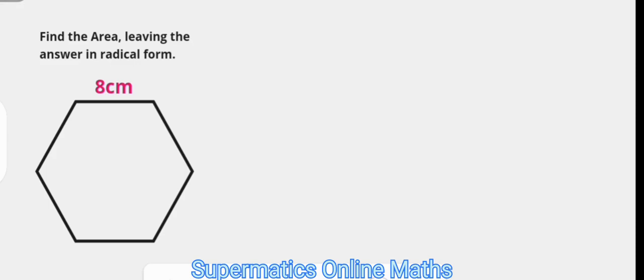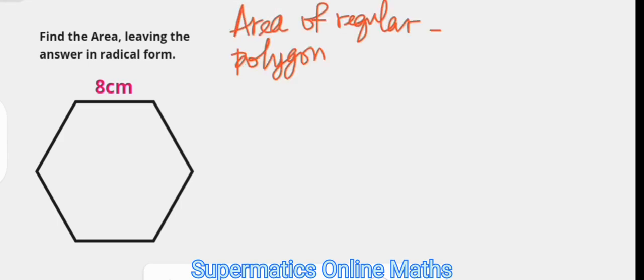In this tutorial, we want to find the area of a regular polygon of 6 sides, that's a regular hexagon with side 8 centimeters. And the answer is to be left in radical form. Now, first, the area of any regular polygon is calculated by using the perimeter of the polygon divided by 2, and that multiplied by the length of the apothem.